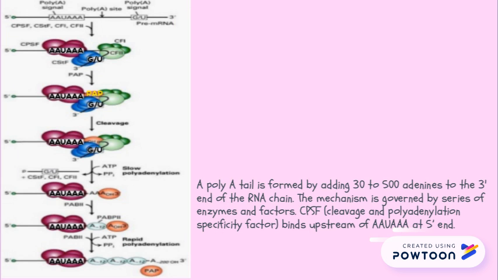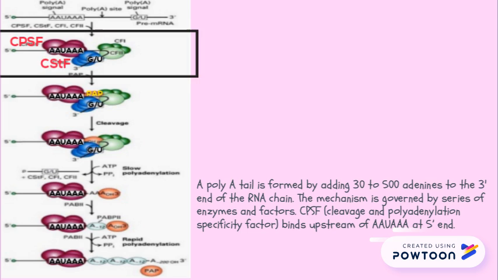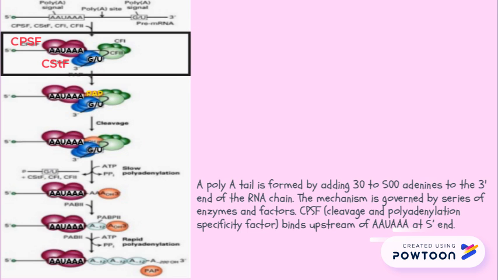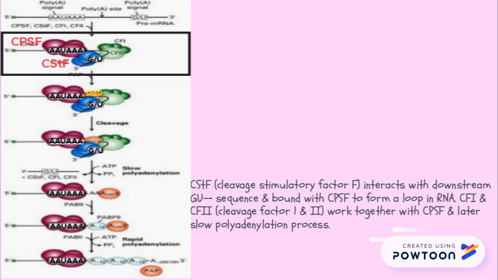A poly-A tail is formed by adding 30 to 500 adenines to the 3' end of the RNA chain. The mechanism is governed by a series of enzymes and factors. Cleavage and polyadenylation specificity factor, CPSF, binds upstream at the AAUAAA signal. Cleavage stimulatory factor F interacts with the downstream U-rich sequence and binds with CPSF to form a loop in the RNA. Cleavage factors 1 and 2 work together with CPSF and later slow the polyadenylation process.